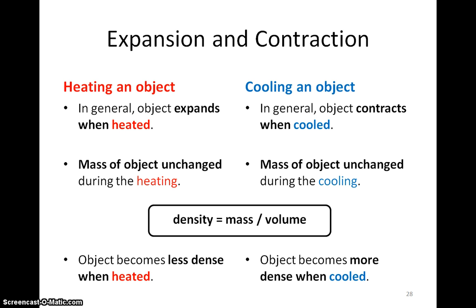If there were 1 million molecules in the object at the start of the heating process, there will still be 1 million molecules at the end of the heating process. Since density equals mass over volume, the density of the object decreases when heated and increases when cooled. In other words, the object becomes less dense when heated and more dense when cooled.